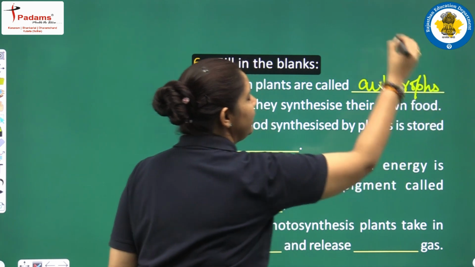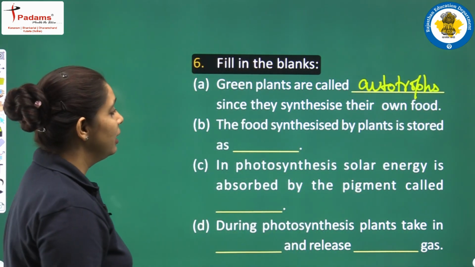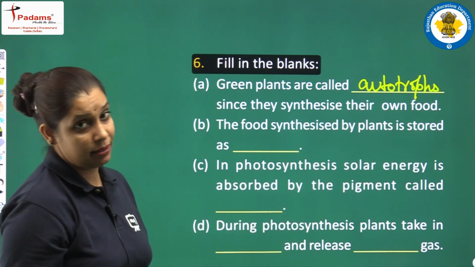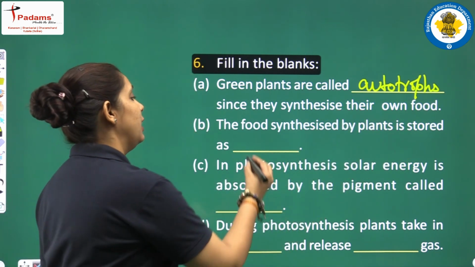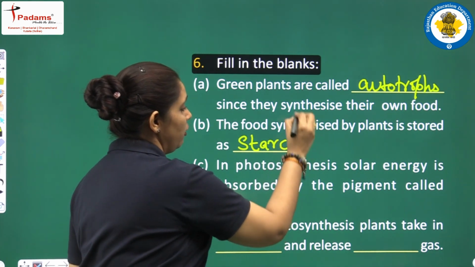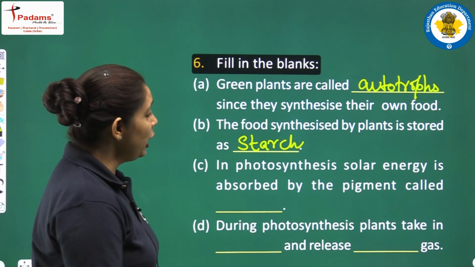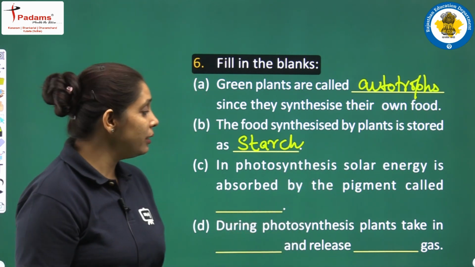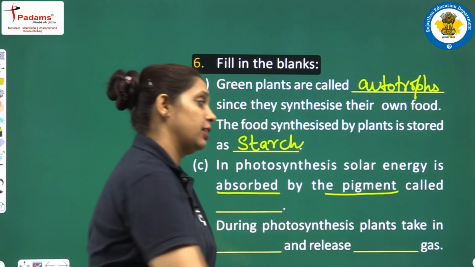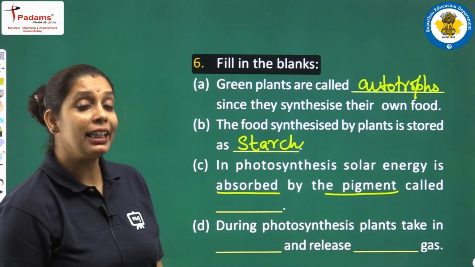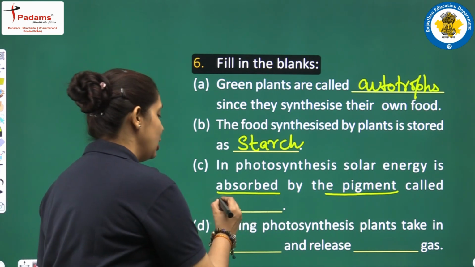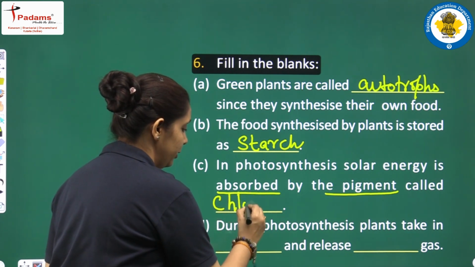Autotrophs. Okay, come on, the next fill in the blank. Food synthesized by plants is stored as, just now we studied, starch. Okay, next, in photosynthesis solar energy is absorbed by the pigment, not the part of the plant. They are asking the pigment, and we know what the pigment is? It is chlorophyll.